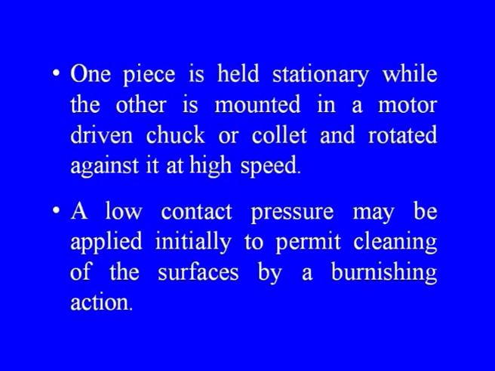Therefore, it is very important to prepare the surfaces of the objects to be joined very finely. They should be parallel to each other and surface irregularities should be minimum to have a better joint at the interface. In this welding process, one piece is held stationary while the other is mounted in a motor driven chuck or collet and rotated against it at a high speed. This is what we have discussed at the very beginning. A low contact pressure may be applied initially to permit cleaning of the surfaces by a burnishing action.